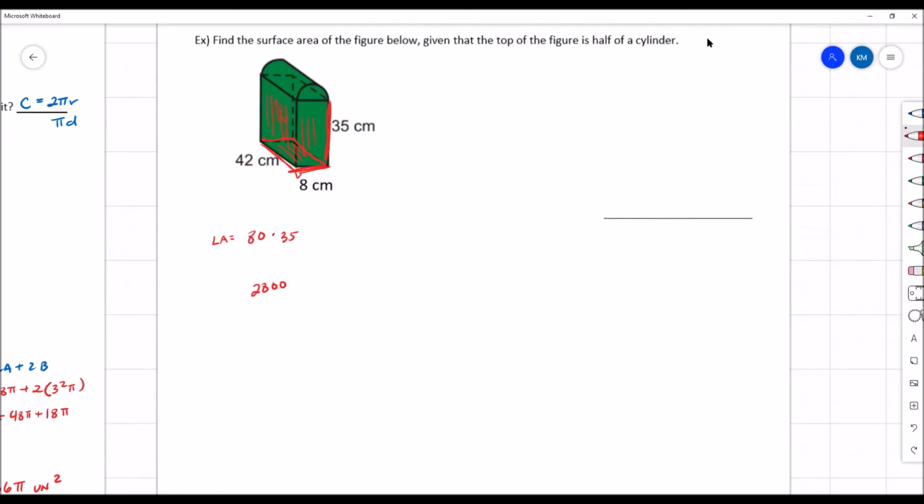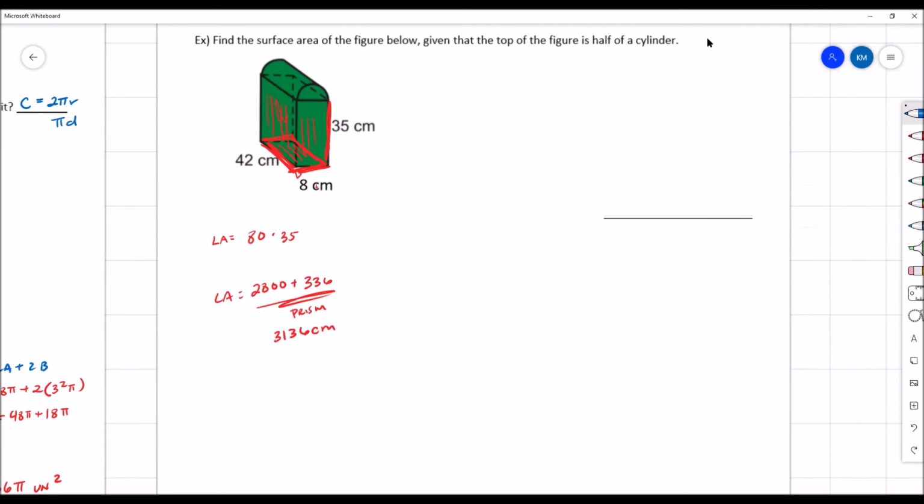So I see that as the lateral area, 2,800. I'm going to add to that lateral area the base, because I haven't added that yet. The base is just a rectangle, 42 times 8, and that gives me 336. So when I'm just talking about the prism part of this, I get 3,136 centimeters squared. That's the prism. I'll make sure I label it for myself so I don't get mixed up.